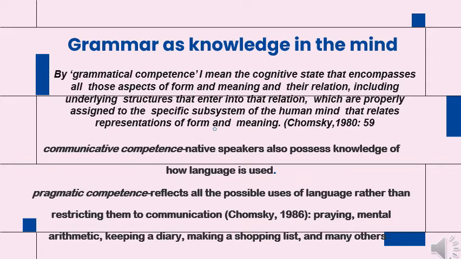And also, other than that, we have what we call communicative competence. This communicative competence for native speakers means they possess knowledge of how language is used. And the other one is what we call pragmatic competence, wherein it reflects all the possible uses of language rather than restricting them to communication. Writing, mental arithmetic, keeping a diary, making a shopping list, and many others.